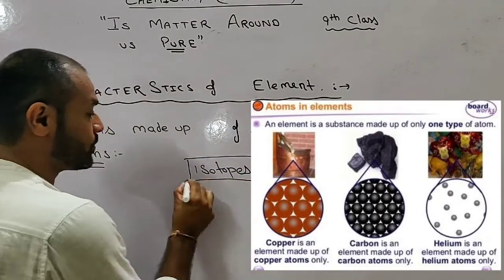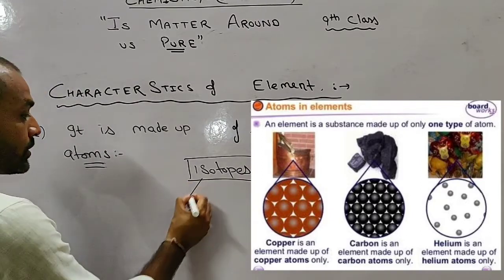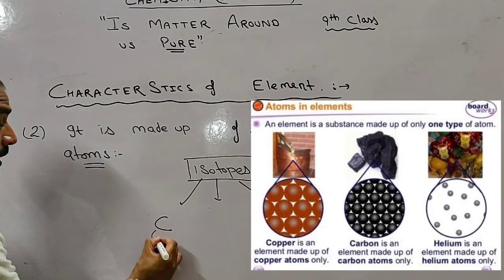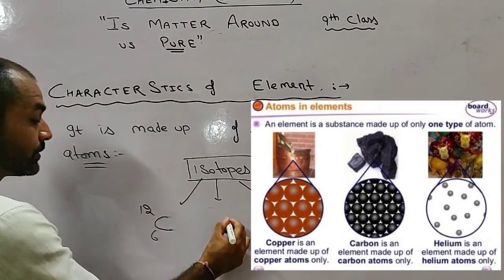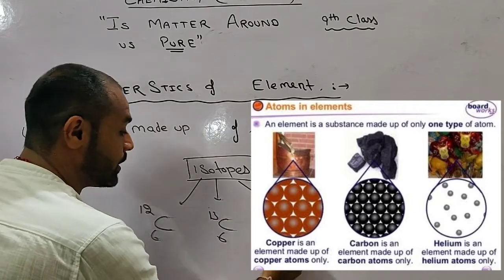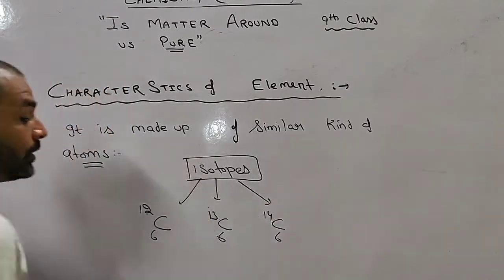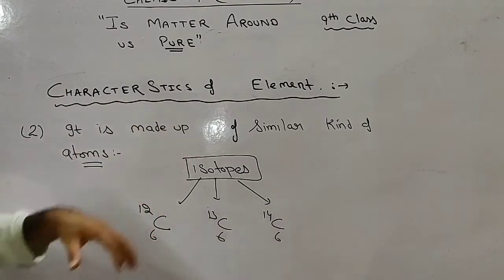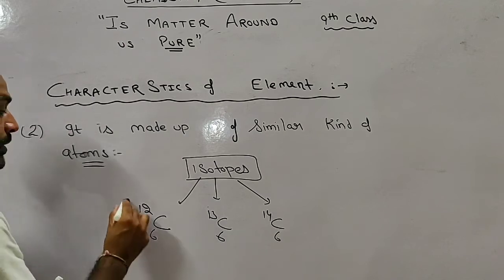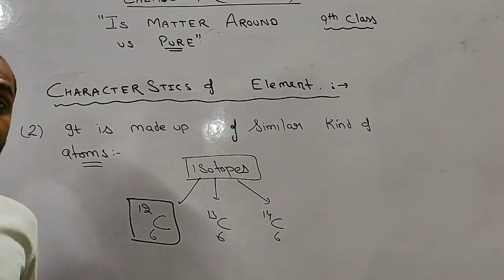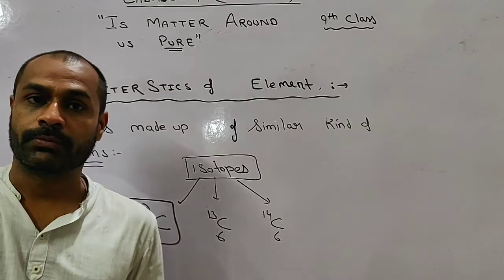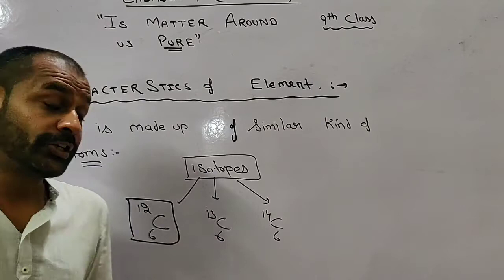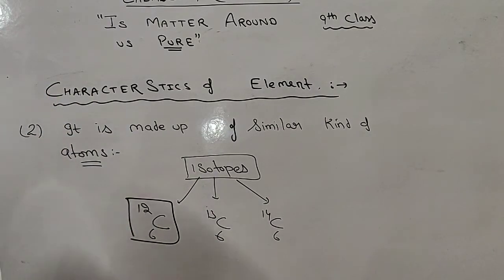So what are isotopes actually? Isotopes are those substances which are, say I'm talking about carbon. Carbon has three isotopes, 6C12, 6C13 and 6C14. So these are three isotopes of carbon. So I am talking about only similar kind of atom, meaning if a substance is made up of only carbon 12, there are only carbon 12 atoms. Fine. No traces of carbon 13, no traces of carbon 14.